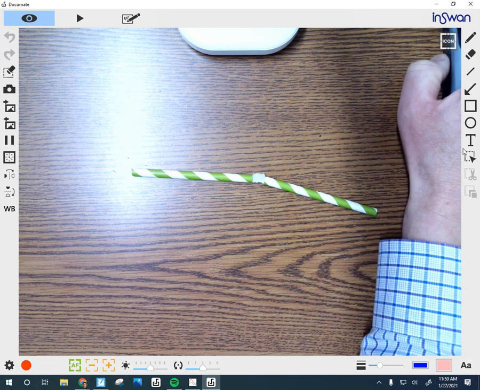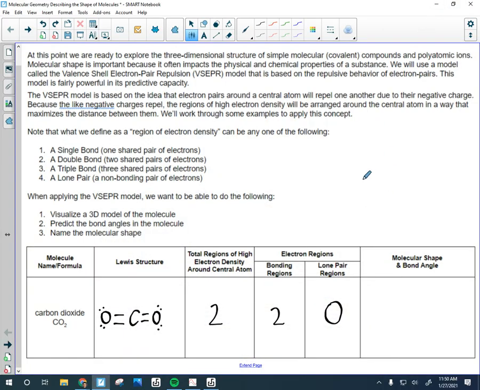Jump back over here. All right. So how are we going to draw that? Well, let's go ahead and name the shape first of all. It is called a linear molecule. And I'm going to draw the carbon atom right in the middle. So I'm just going to put C with a circle around it to represent a carbon. And the two bonds are as far away from each other as possible. And so my oxygen atoms are going to be out here on either end.